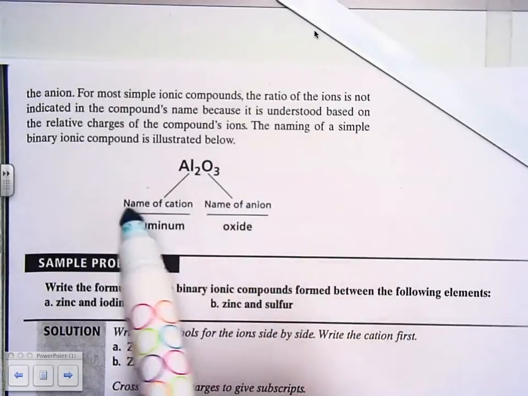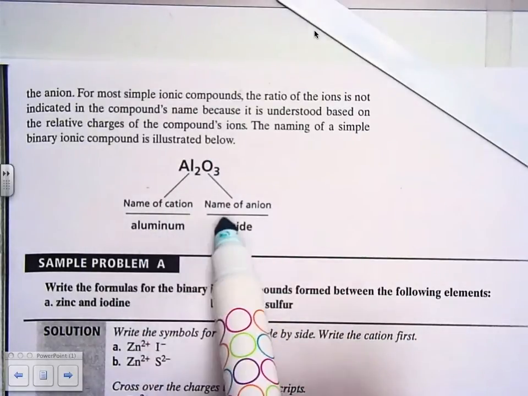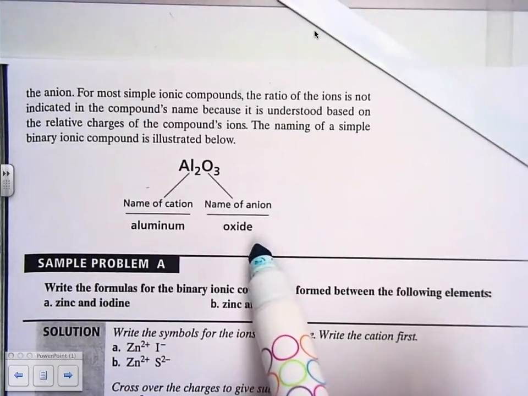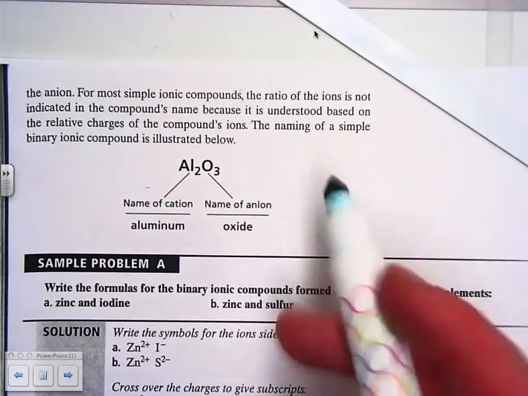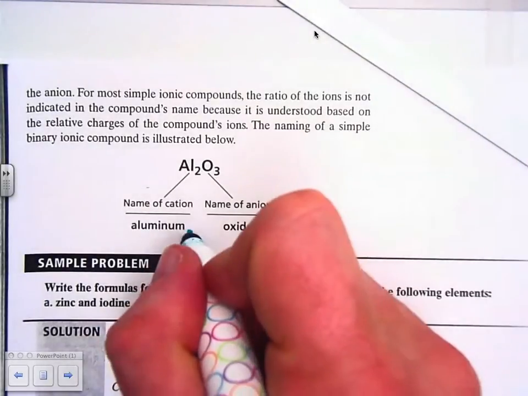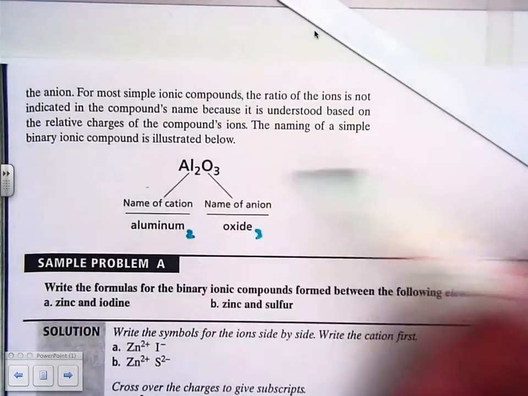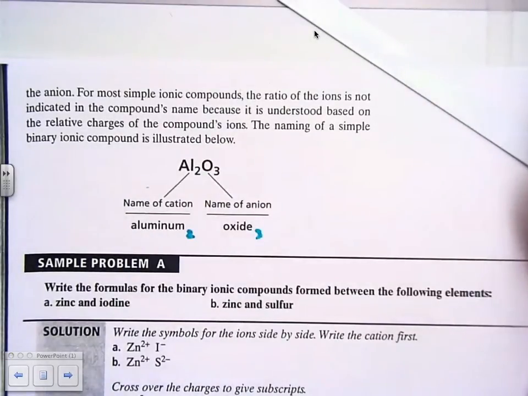So here you've got the name of the cation, aluminum, and the name of the anion, oxide. So the name is aluminum oxide. Notice it doesn't say aluminum 2 oxide 3 because they assume you know that already from the charges. That's why you have to memorize these things.